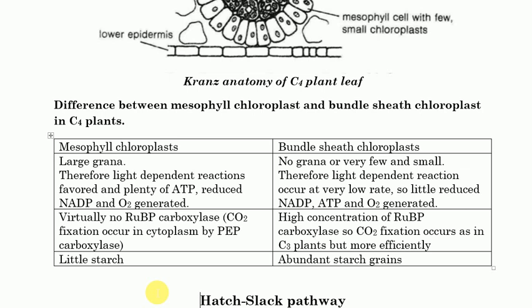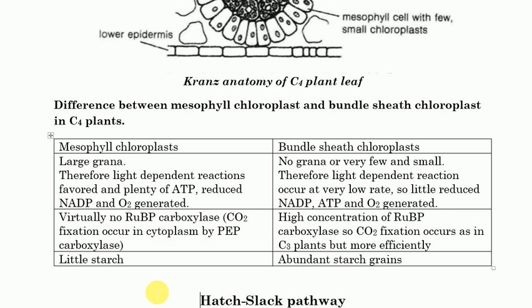In the mechanism of the Hatch-Slack pathway, the ATP and NADPH produced in the mesophyll chloroplast can move, or shunt, in the form of malate to the bundle sheath chloroplast, where it is used in photosynthesis. And another thing is that there is virtually no RuBisCO in mesophyll cells. Carbon dioxide fixation occurs in the cytoplasm by PEP carboxylase, while in bundle sheath chloroplasts there is a high concentration of RuBisCO. So carbon dioxide fixation occurs as in C3 plants, but more efficiently.